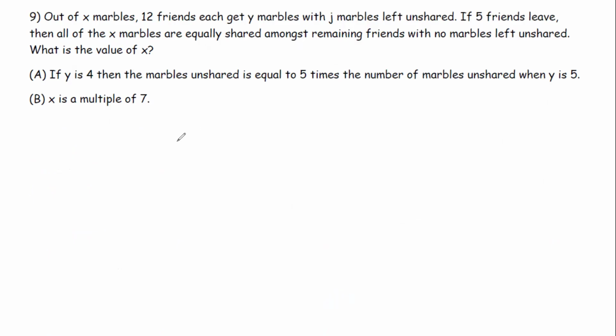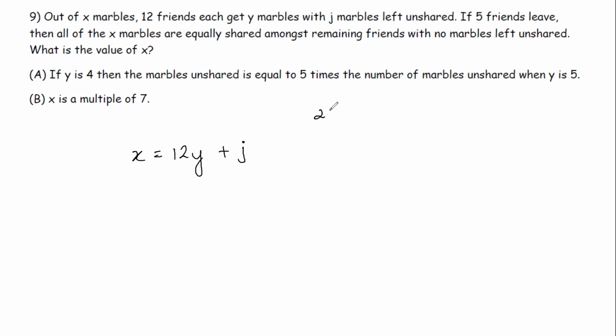Out of X marbles, 12 friends each get Y marbles with J marbles left unshared. So X is equal to 12Y plus J. That's what it means. 12 friends each get Y marbles, so 12 into Y, with J marbles left unshared, meaning J is a remainder. X is equal to 12Y plus J.